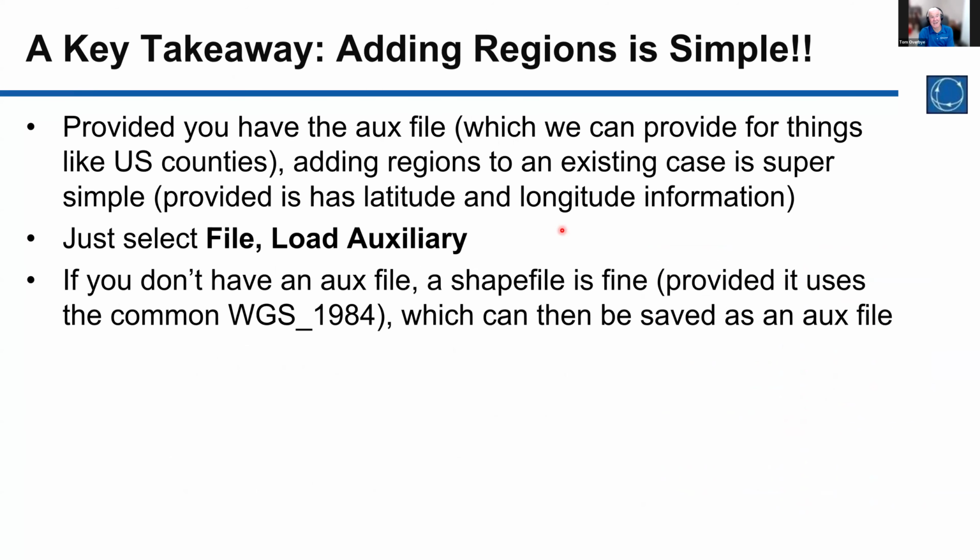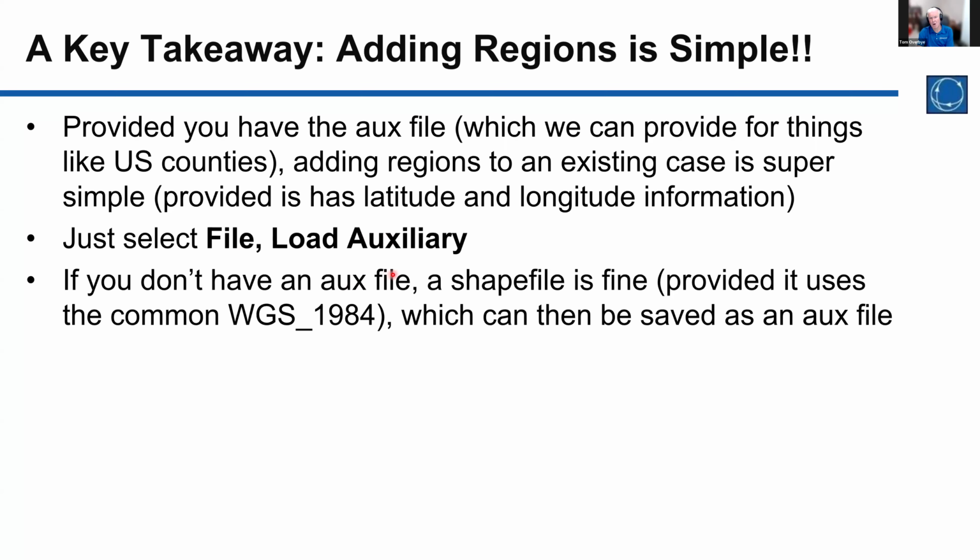Okay. Key takeaway to adding regions is it's simple. Once you have an aux file, you just do file, load aux, and it loads it up just fine. And that means once you've got the counties, or whatever regions you want, once you've got them defined, you can get them in any case you want. Just do file, load auxiliary. And we've got a couple provided on the PowerWorld website already.